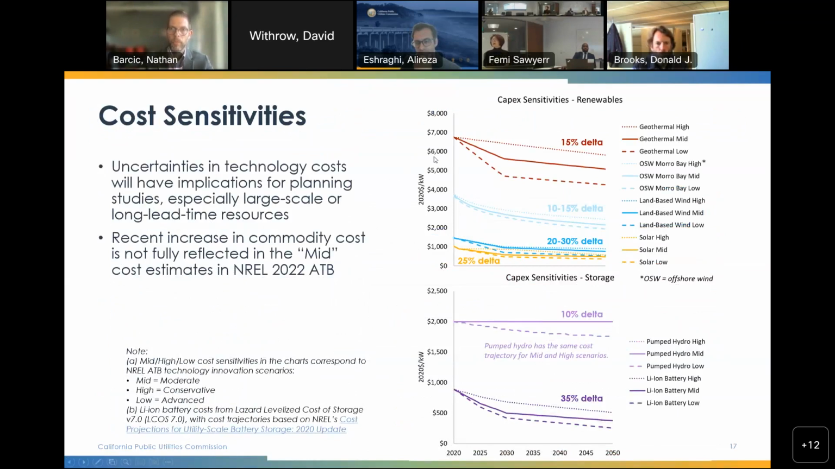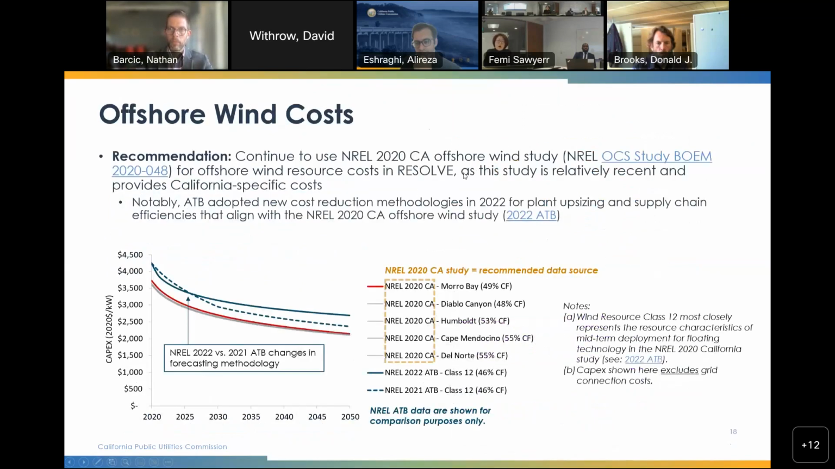So on the next slide, we have a note on offshore wind costs. So for a number of analyses up to this point, we have been using this NREL study that's specifically done for California offshore wind. We have been using this study as the data source in RESOLVE for offshore wind costs. So here we provide a comparison between the NREL California study and the NREL ATB for offshore wind costs.